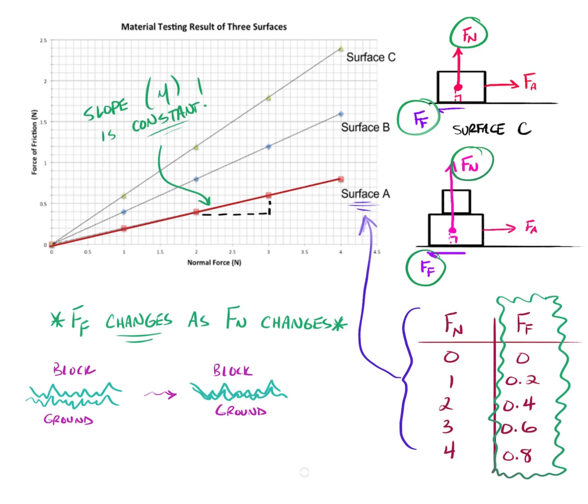That does not change. There's actually only one way to change the coefficient: change one of these surfaces. Change the block from wood to plastic or from wood to glass. Change surface C into surface A or surface B, or realistically change glass into wood or rubber or cork. If you change one of the surfaces, now you're going to change the slope, you're going to change this coefficient. But if you don't change either of those surfaces, the coefficient will never change. It will be constant for those two surfaces.